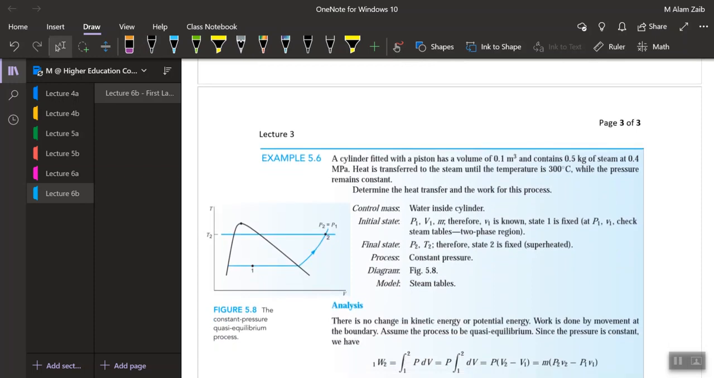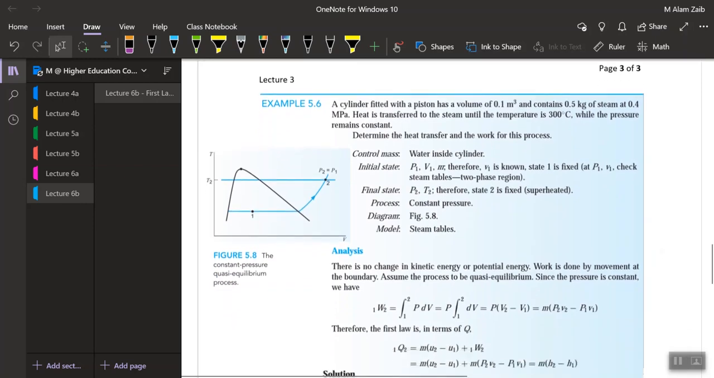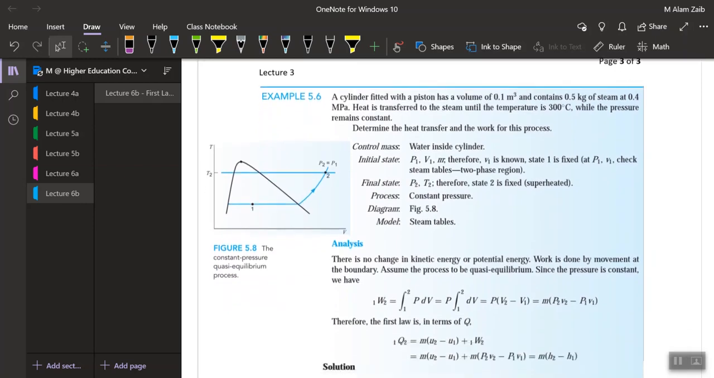Let's move to an example. Example 5.6 that might be in your book. A cylinder fitted with a piston has a volume of 0.1 cubic meter and contains 0.5 kg of steam at 0.4 megapascal. Heat is transferred to the steam until the temperature is 300 degrees centigrade, while the pressure remains constant. Determine the heat transfer and the work done in the process.